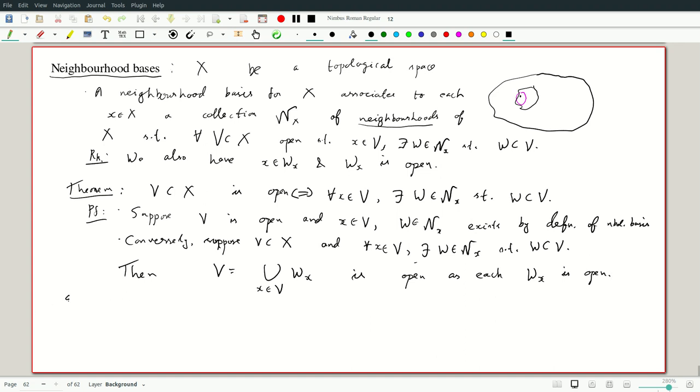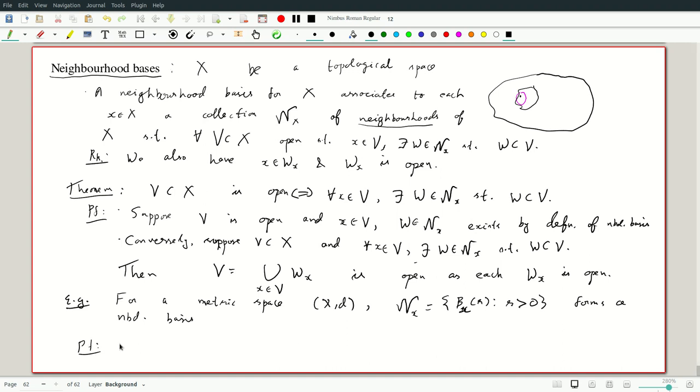Okay. So let's look at an example quickly before we look at the condition for a theorem. For a metric space, which we'll take as X with d, and of course I mean the corresponding topology, we look at N_x. You can obviously guess, we want to look at balls centered around x of radius r, r greater than 0, which form a neighborhood basis. I will draw a picture and leave the proof as an exercise.